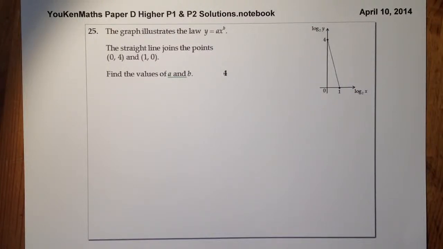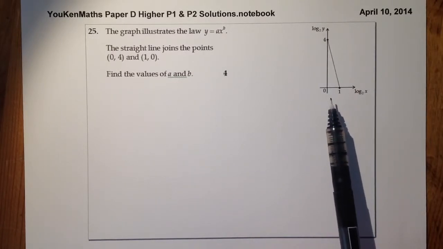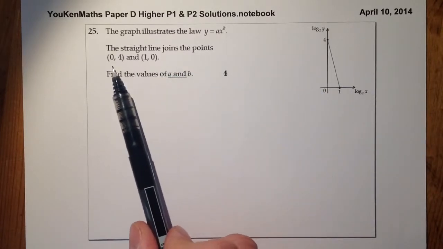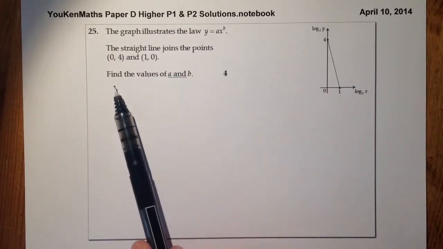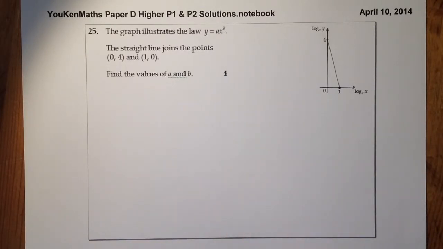This is Higher Maths, it's practice paper D. We're looking at the non-calculator paper and this is question 25. The graph illustrates the law y is equal to ax to the power of b. The straight line joins the points (0, 4) and (1, 0). Find the values of a and b in the law that we've been given there.